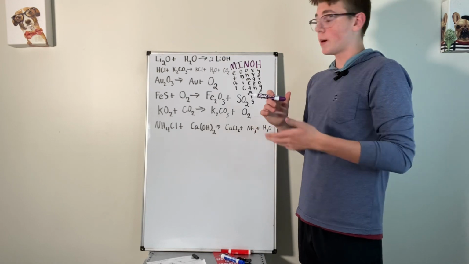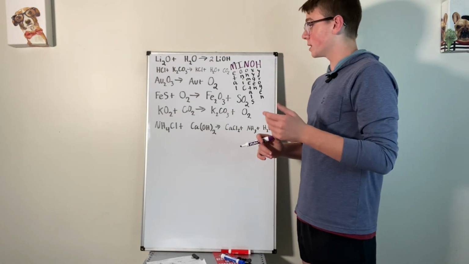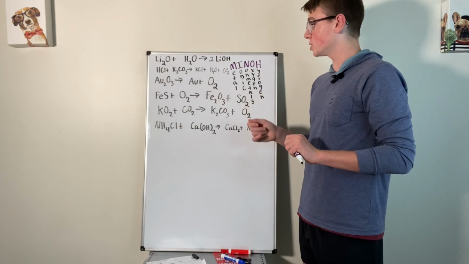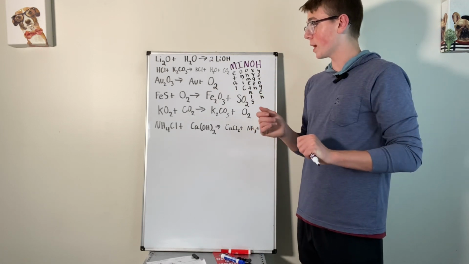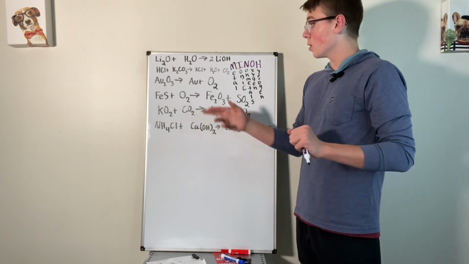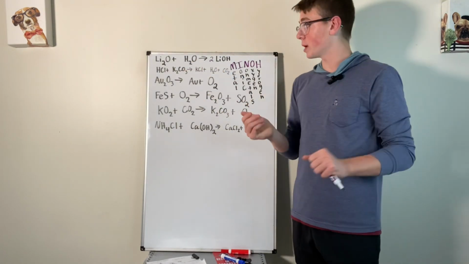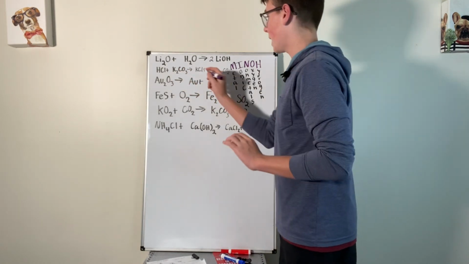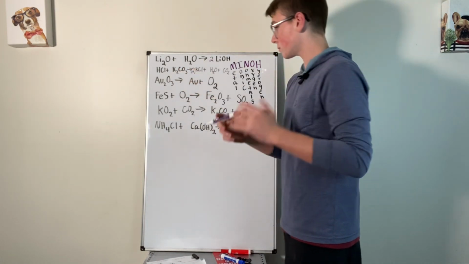Okay, now our next problem is HCl plus K2CO3 yields KCl plus H2O plus CO2. Okay, so let's start with our metals. Again, potassium, K, is our metal. There's 2 potassiums on this side. There's only 1 on this side. So we are going to add a coefficient of 2 here.